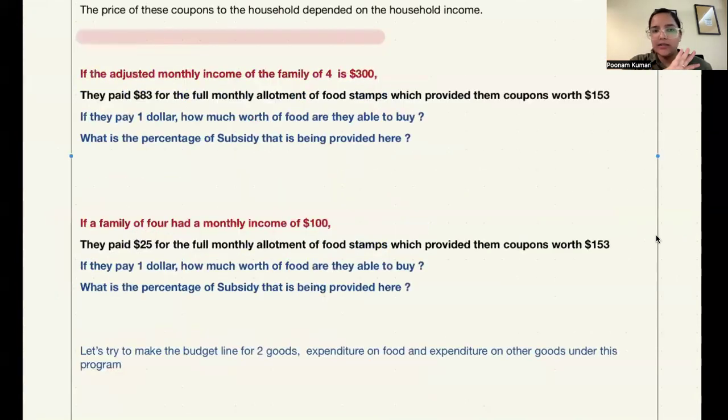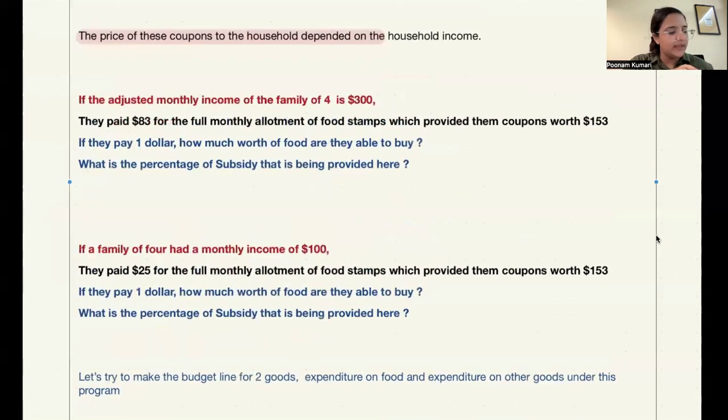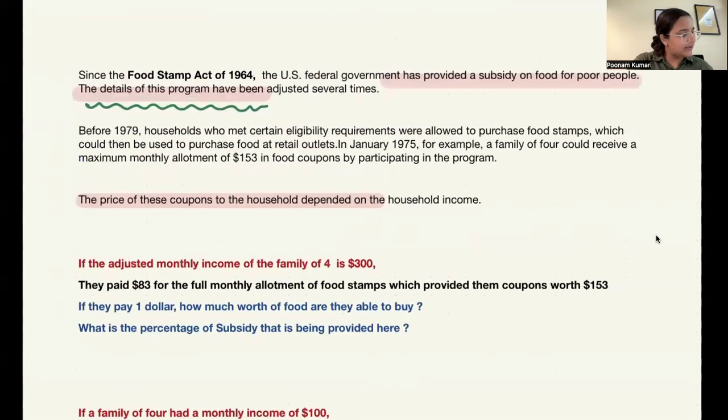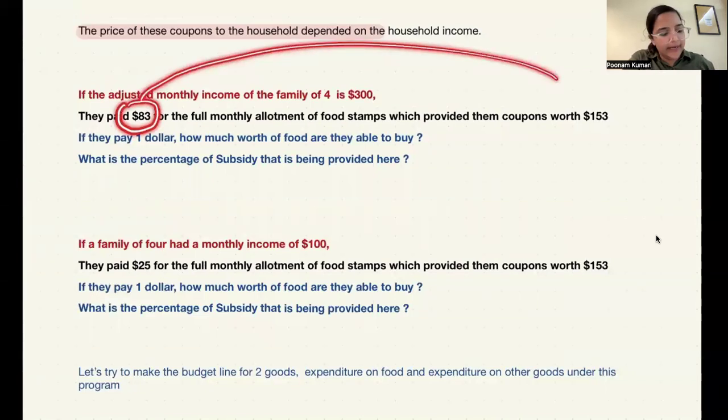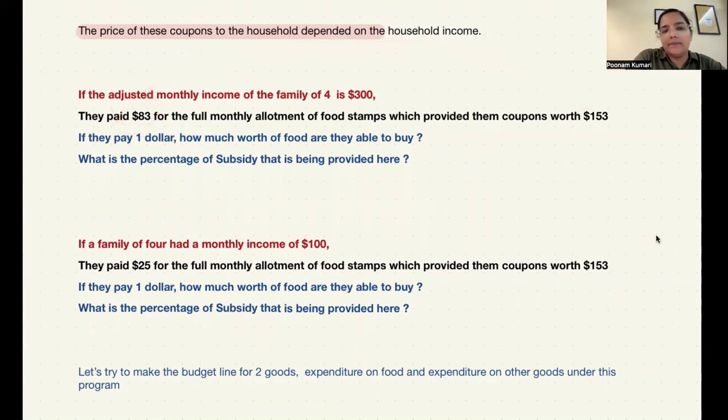ये चीज क्लियर हो गई? यस मैम। The main thing which is relevant for you is this, that they were paying lesser amount to get $153 worth of items, right? So is this a subsidy or not? Yes, ma'am.